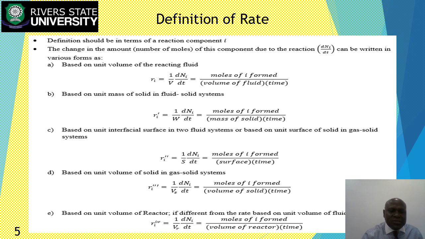Finally, you have the definition based on unit volume of the reactor. However, this is for cases where the volume of the reactor is different from the volume of the feed. In most homogeneous systems, the volume of the reactor is equal to the volume of the feed, and the first definition holds. However, when that is not holding, then this definition holds, where V_R stands for the volume of the reactor.